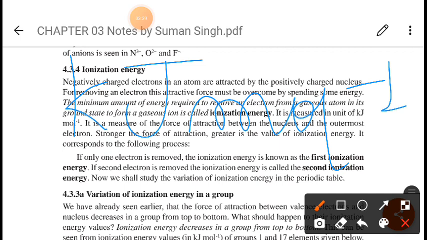Now one more term is related to ionization enthalpy, which is ionization potential. What is ionization potential? Ionization enthalpy or ionization energy can be measured in a discharge tube containing the gas under study at low pressure.